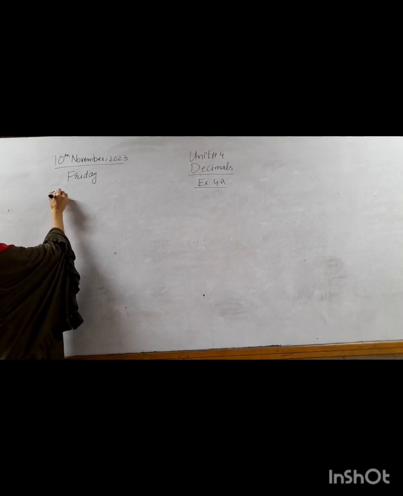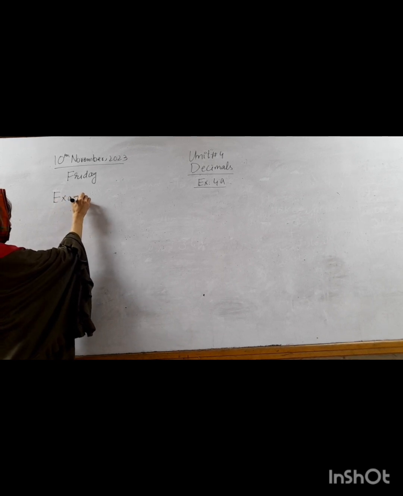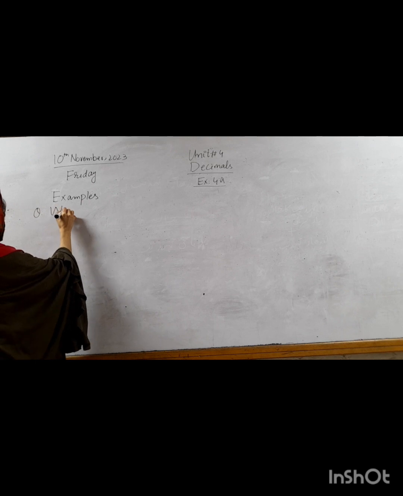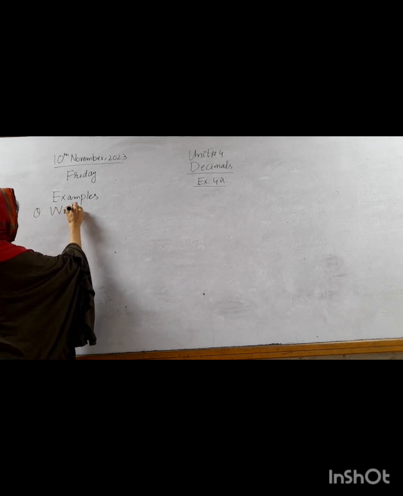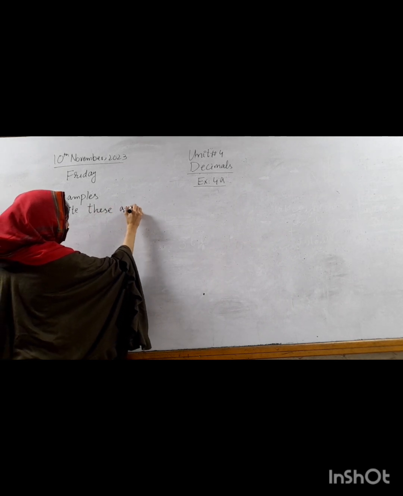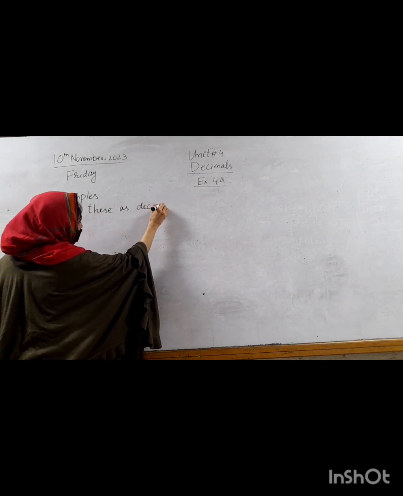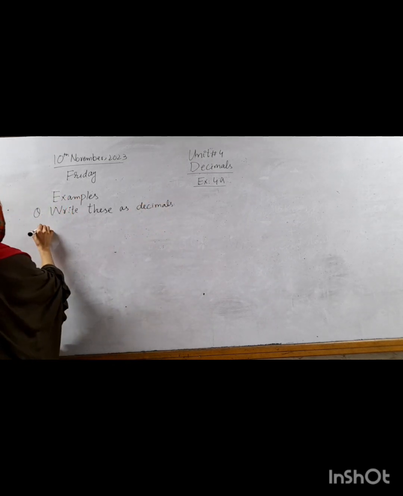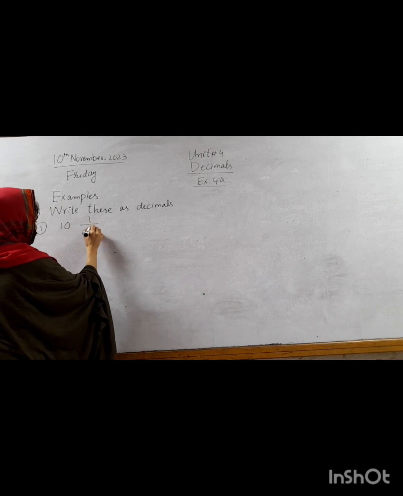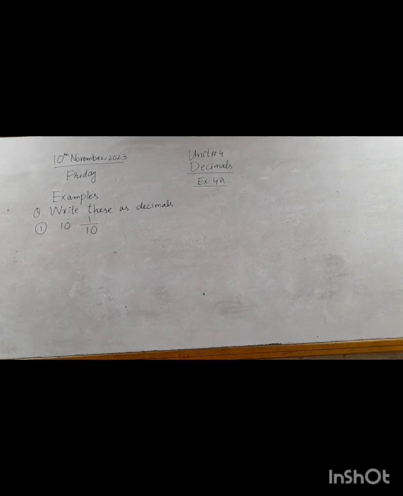Now we have some examples. And our question is, write these as decimals. So our question is 10 and 1 by 10. Now tell me class, in which form is this question? This is the mixed fraction form. First we have to resolve it in the fraction form.